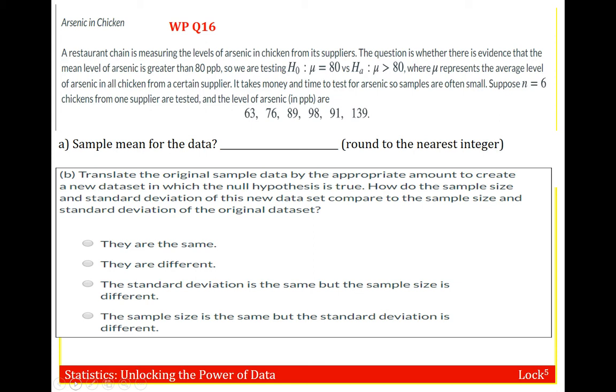Question 16 is exactly what I just did in question 15. So I'm going to leave question 16 for you. However, watch, different people have different data sets. Enter this data set into L1 and then run one variable stats, and that will be able to get your sample mean. And remember, your sample mean is your x̄, okay? And then it wants you to translate the original sample by the appropriate amounts to create a new data set, okay? How this is true.